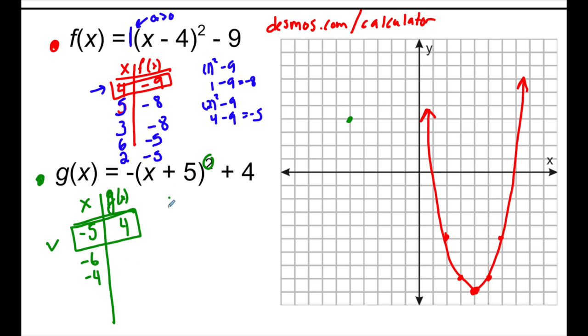So let's plug in negative 6. We plug in negative 6, we get negative 1. So it looks something like this. We square negative 1, we get 1. This becomes a negative 1. So we get a 3. Negative 1 plus 4 is 3. Okay, and if you plug in negative 4, again, you're going to get, rather than negative 1 squared, positive 1 squared, which is the same thing as 1.